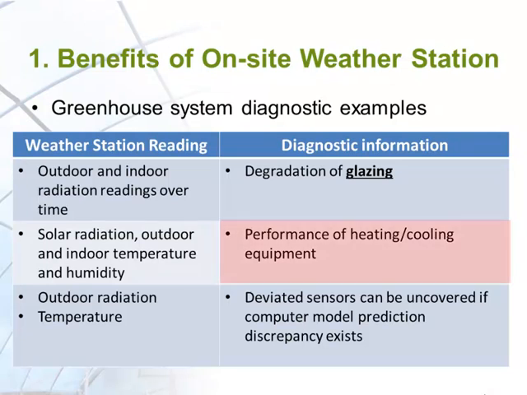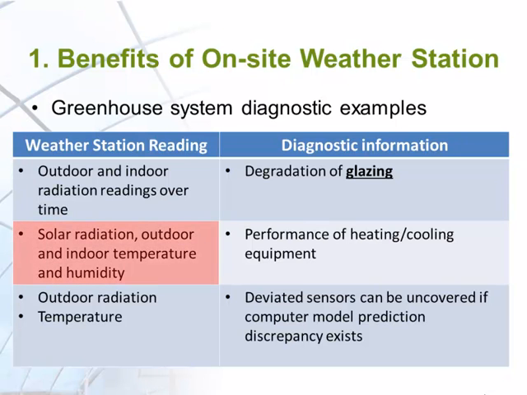A second example is a performance evaluation of heating and cooling equipment. In this case, abnormal equipment operation, such as low efficiency operation, can be quickly detected using outdoor climate information and heating and cooling models of a greenhouse. For this type of diagnostic application, outdoor radiation, temperature, and humidity information from an on-site weather station is necessary.